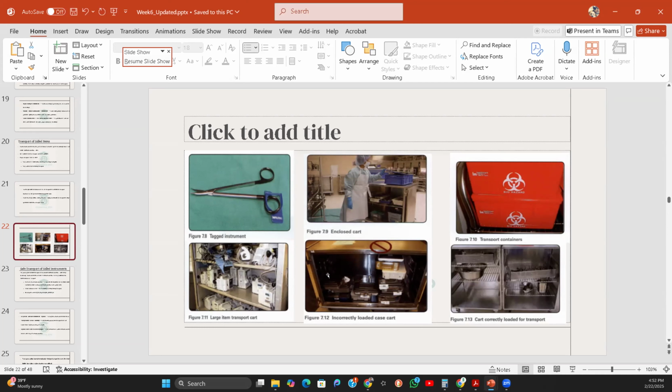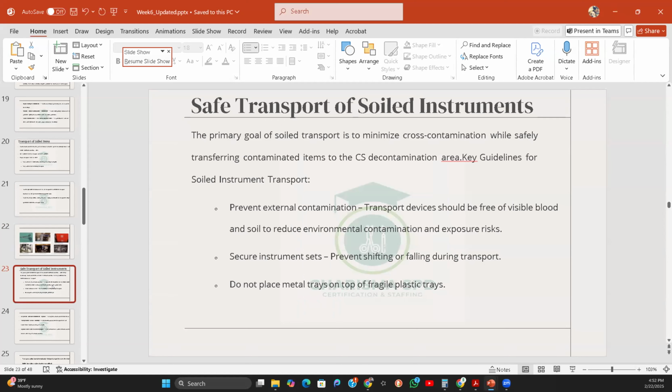So the red bins are mostly used by smaller departments, but the case carts, enclosed and open ones, are used by the OR. For the open, we advise that they have a solid bottom and the instrument should be covered. For smaller units, they use the red bin, which is designated. Can we go to the next slide, please? Safe transport of soiled instruments.